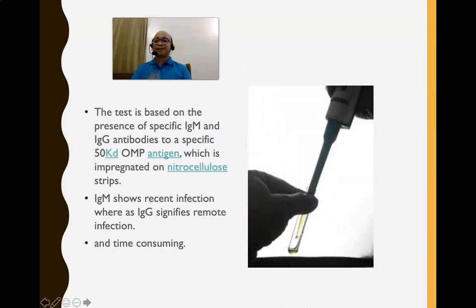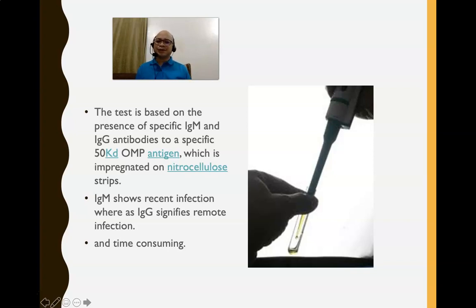The test is based on the presence of specific IgM and IgG antibodies to a specific 50 kilodalton OMP antigen. This particular OMP antigen is impregnated on nitrocellulose strips, and the nitrocellulose strips serve as the solid phase. Since the antigen is embedded on the nitrocellulose strip, the specimen is the patient serum, and the kit will detect patient antibodies such as IgM or IgG. IgM shows recent infection, whereas IgG signifies remote or chronic infection.